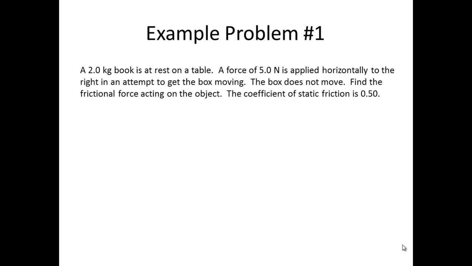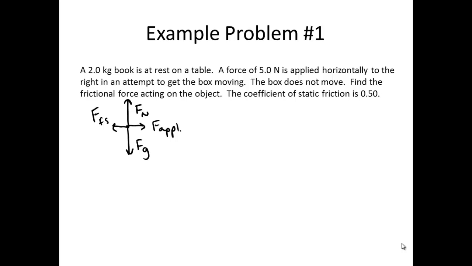Let's finish up with a couple of example problems. For the first one, we have a 2-kilogram book that is at rest on a table. A force of 5.0 newtons is applied horizontally to the right in an attempt to get the box moving, but the box does not move. Find the frictional force acting on the object. The coefficient of static friction is 0.5.